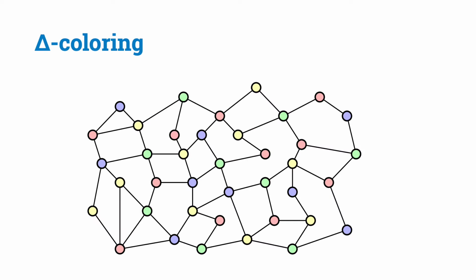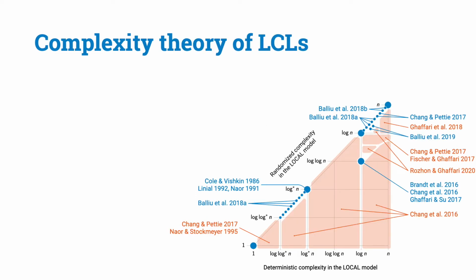Let me remind you briefly what a delta coloring is. We have a graph, and delta is the maximum degree of the graph. We want to color the nodes with delta colors, that is, assign to each node a color from a palette of delta colors, such that neighboring nodes have different colors. In the example, delta is 4. Let's start by talking about how delta coloring is connected with distributed complexity theory.